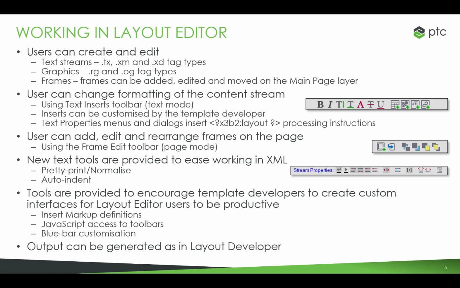Users can add and edit and rearrange frames which are on the main page layer. So there's a new toolbar which will help users do that. The main page layer is where things like footnotes and floating graphics will be placed, so that allows them to move those things around and make the document look good. There's some new text tools provided in the Stream Properties toolbar. I'll talk about that some more in the demonstration, but these tools are there to help people work with the content that's in the yellow bar.